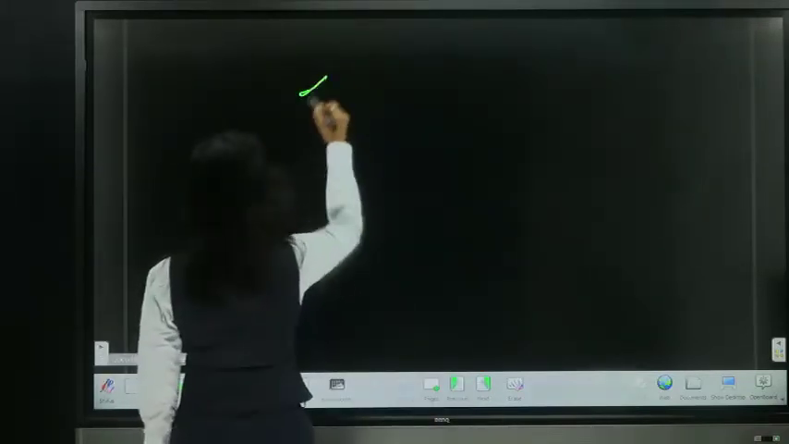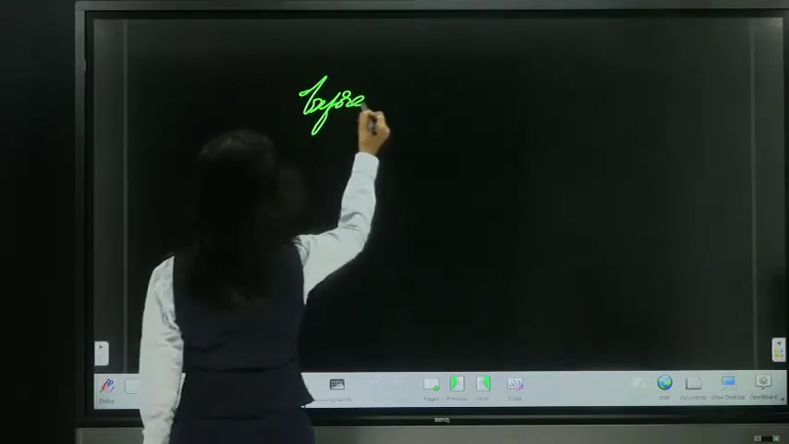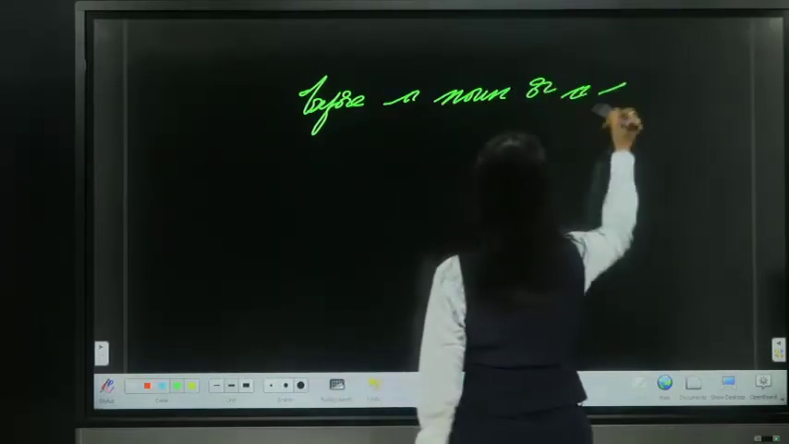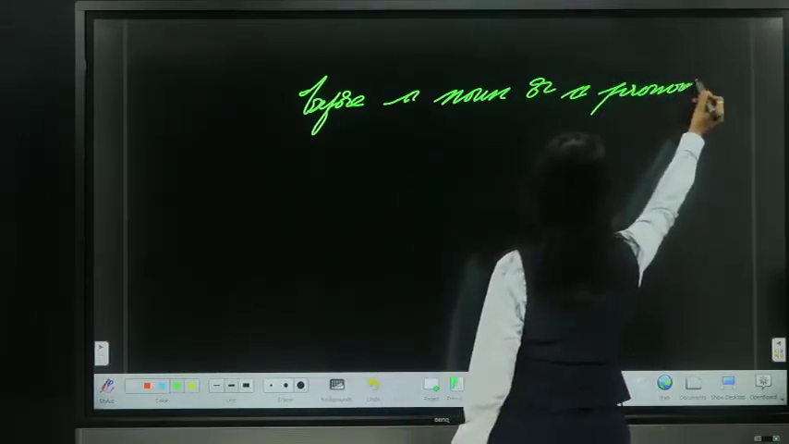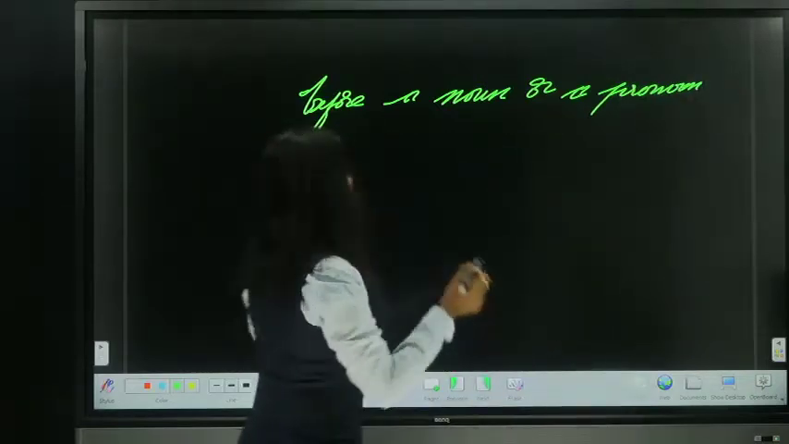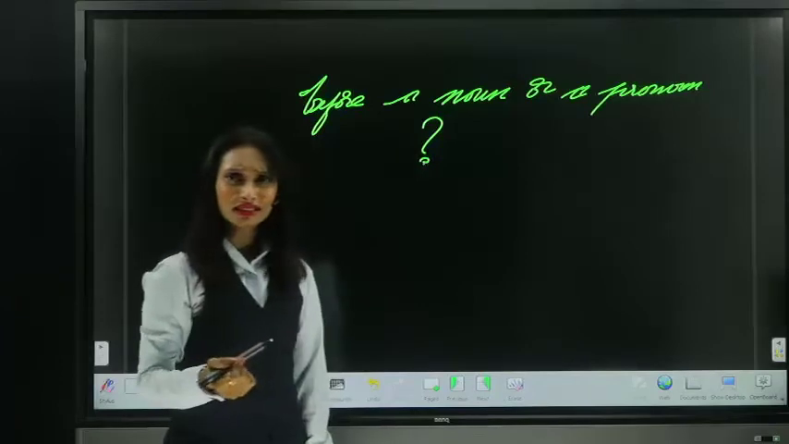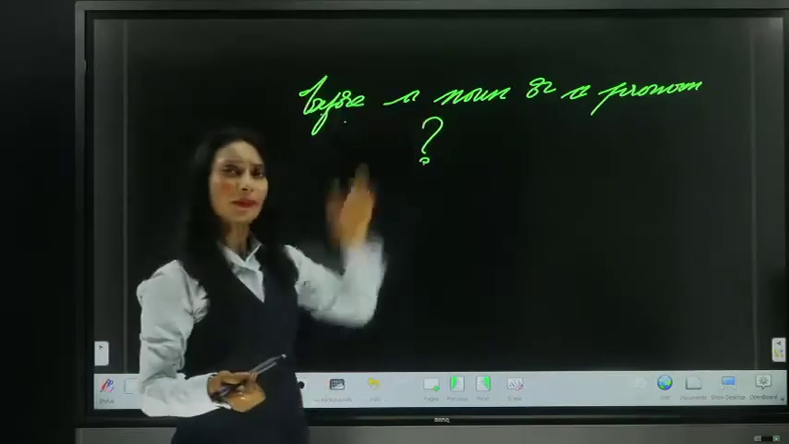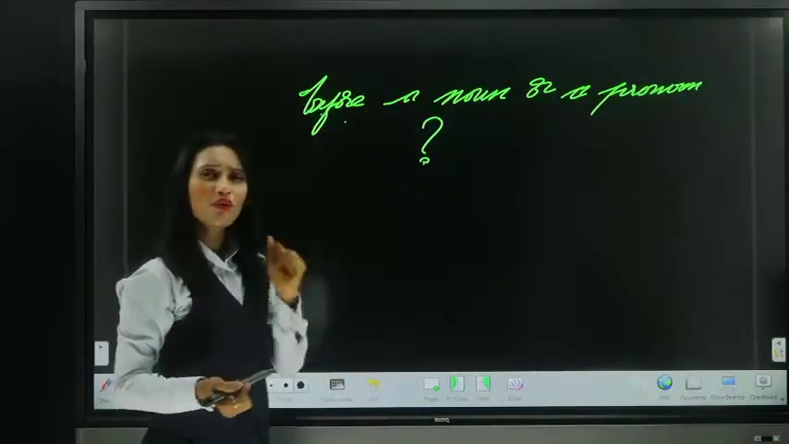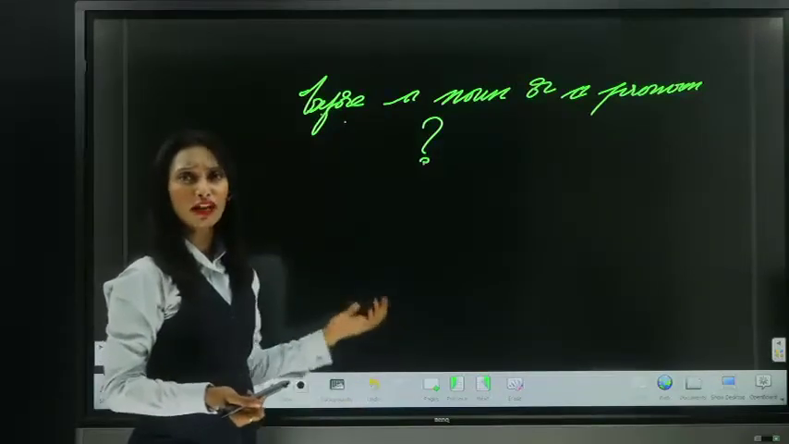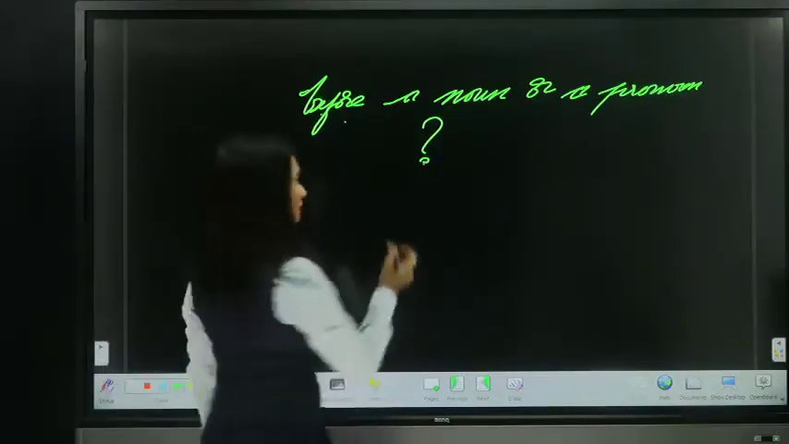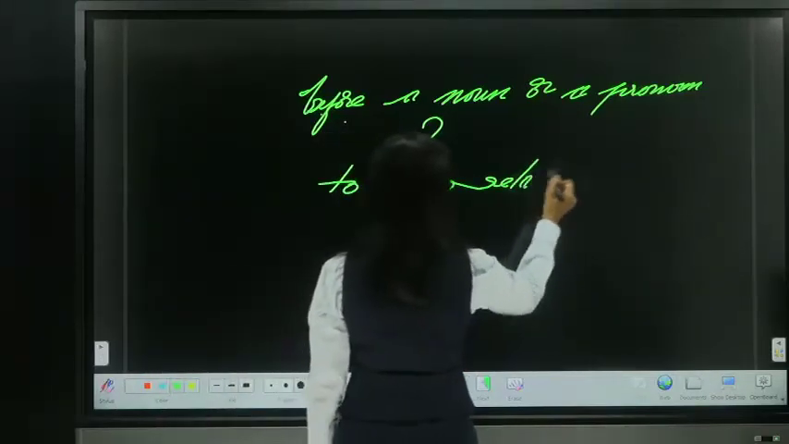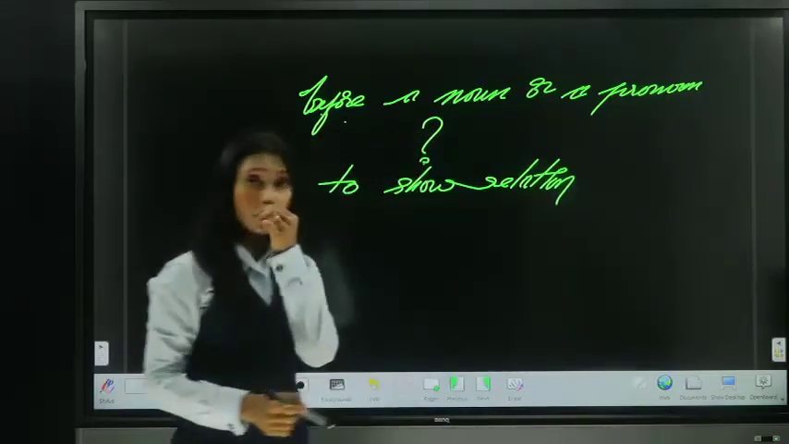But why place a word before a noun or a pronoun? Why place a word before a noun or a pronoun? The preposition is a word. Pre means before. Position. Whose position? A noun or a pronoun. But my question here is, why place a preposition before a noun or a pronoun? Why? Because it is to show a relation.